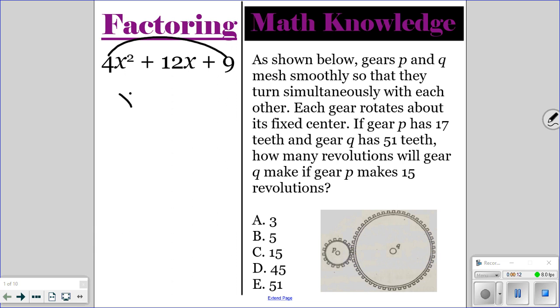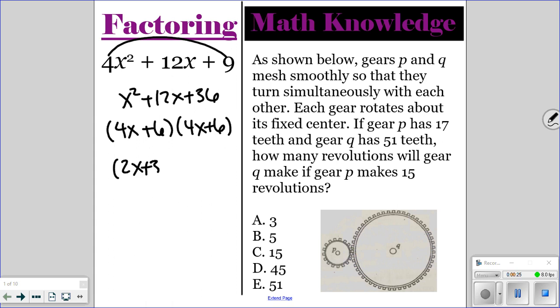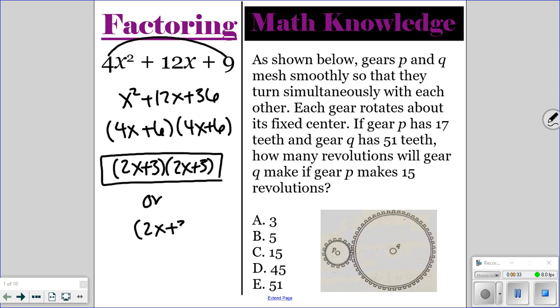So you'll have x squared plus 12x plus 36. And then when you replace and factor, you'll have 4x plus 6 times 4x plus 6. These both divide by 2, which will give you 2x plus 3 times 2x plus 3. And you can also write that as just 2x plus 3 squared.